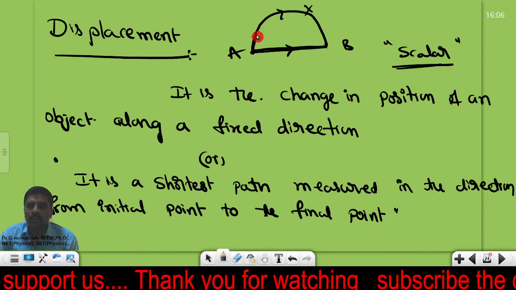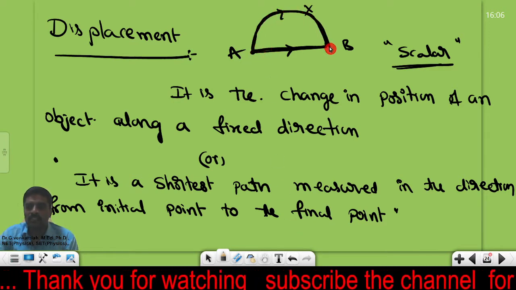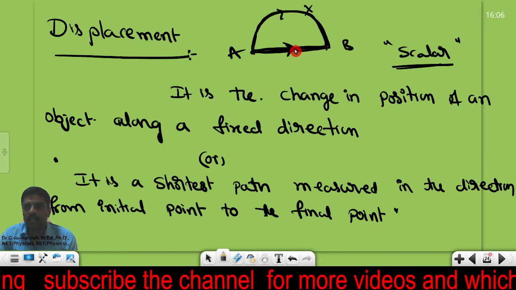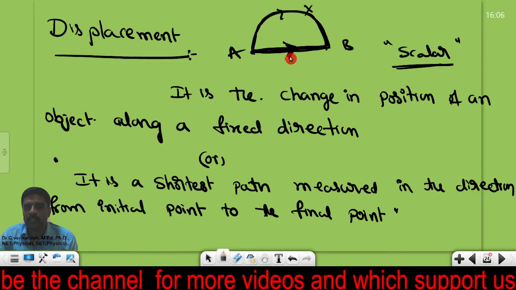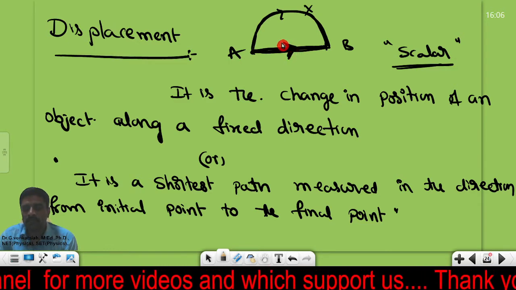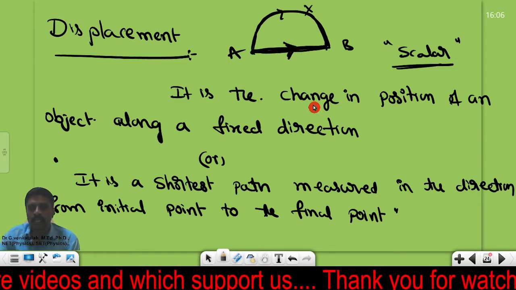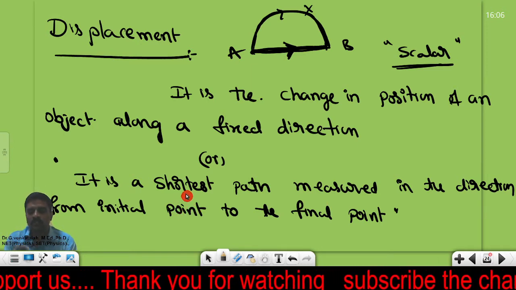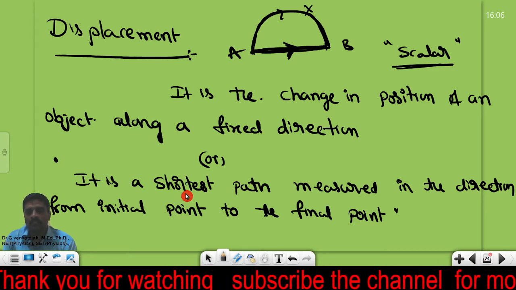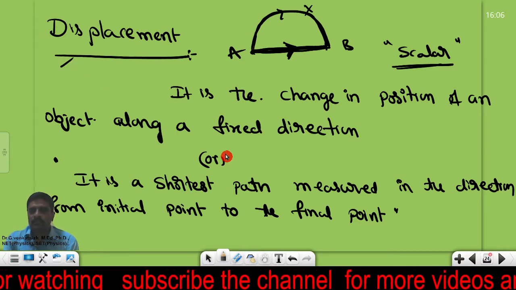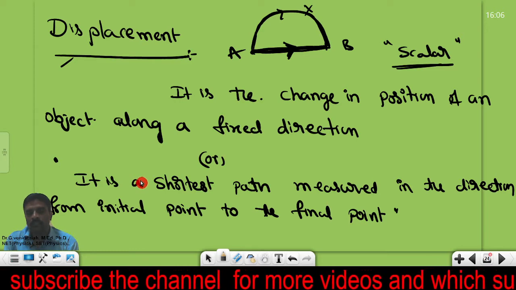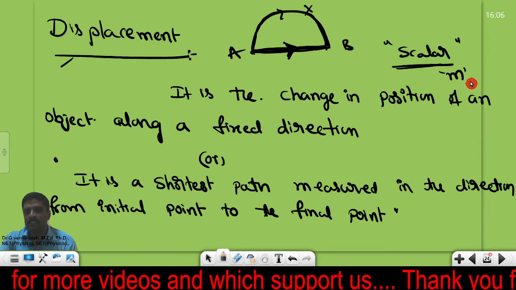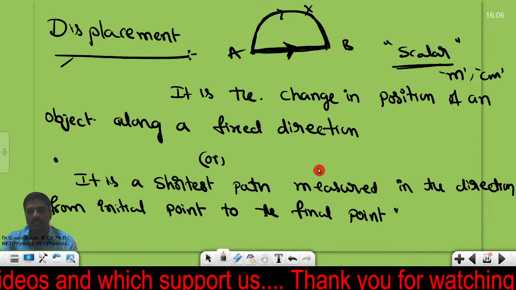Let me take this, the object is moving like this. The shortest path means we need to draw a straight line from A to B. To draw this line we need to follow a particular direction, so it will have a directional quantity. This is the shortest distance from the initial point to the final point of the object. That is called the displacement. What are the units of displacement? It is length only. The unit is meters, and in the CGS system, centimeters. No issue about this.